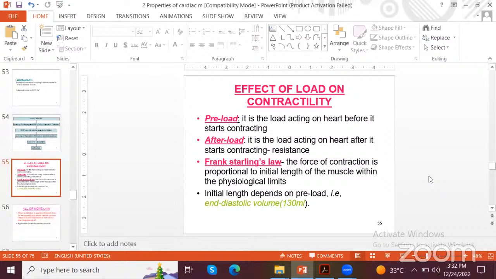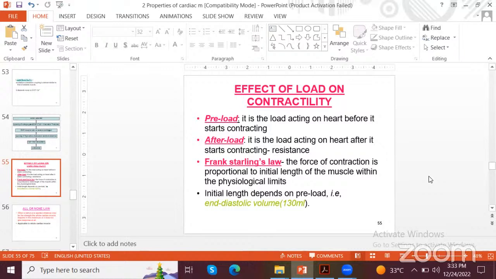So there are loads on the contraction. What will happen to the load? Preload is the load acting on the heart before it starts contracting. That means the load acting on the cardiac musculature before it starts contracting is known as preload, and afterload is the load acting on the cardiac muscle after it starts contracting. So that is the resistance.